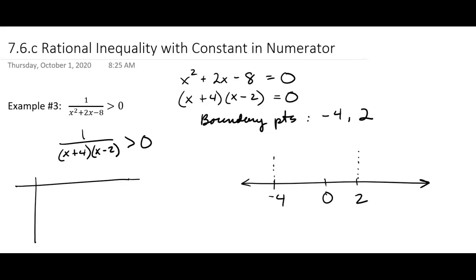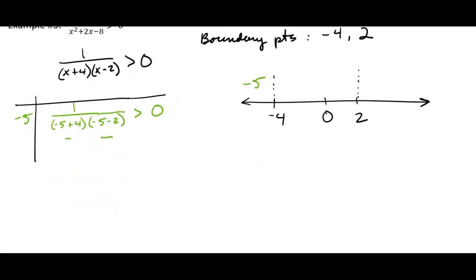And I'm not going to recopy that. So I need to think of a number less than -4. And again, a lot of times people pick -5, but you could pick something else. Well, what's going to happen? You're going to have -5 plus 4 times -5 minus 2. Well, the first thing is negative, and this one's negative, but a negative times a negative is positive.